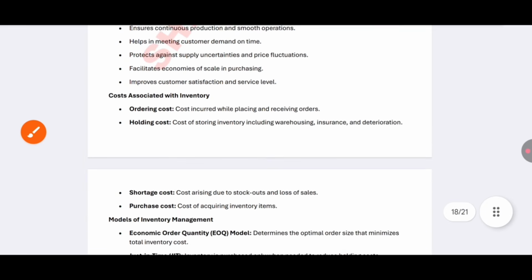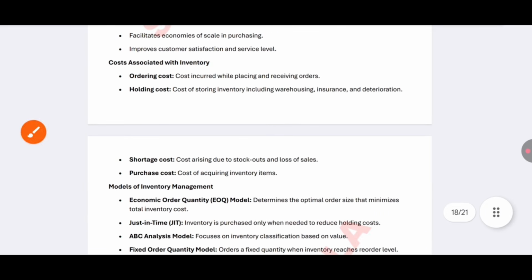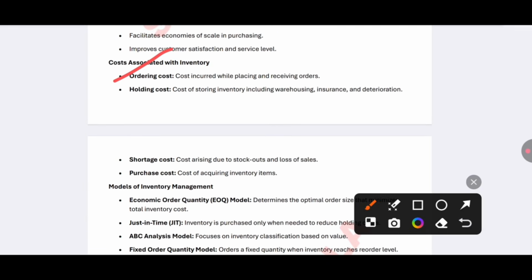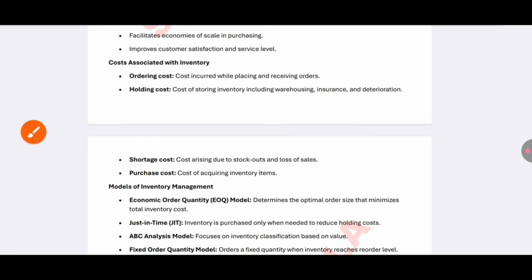Then what are the costs associated with this inventory? First one, ordering cost will be there. Receiving orders, everything, that will be the cost. Next one, holding cost, like storage, warehouse, insurance, everything. Next one, shortage cost. If any stock-outs have happened, the loss of sales is called shortage cost. Next one, purchase cost. Purchase cost is whatever inventory items you are purchasing, that is another kind of expense.